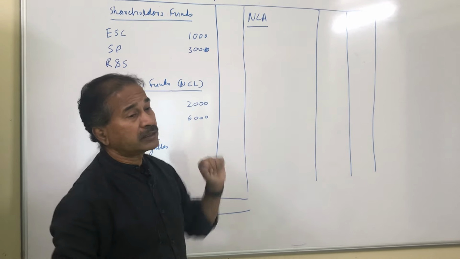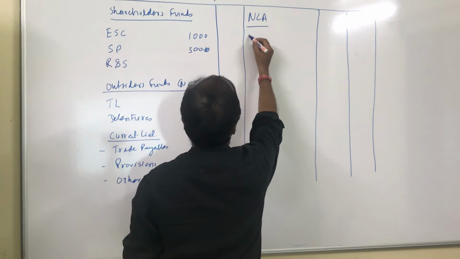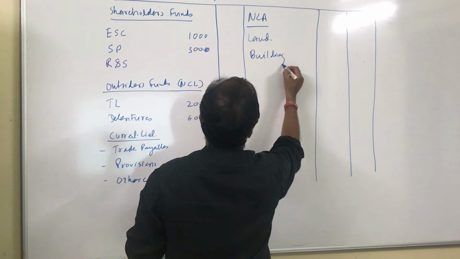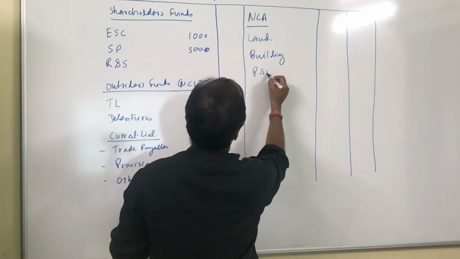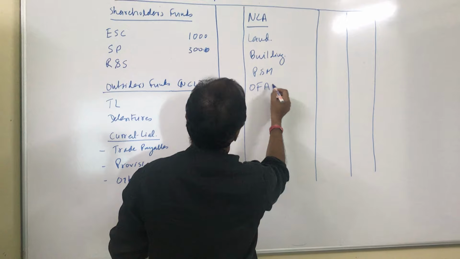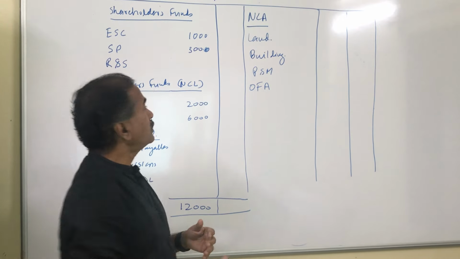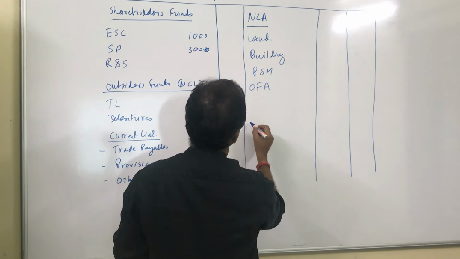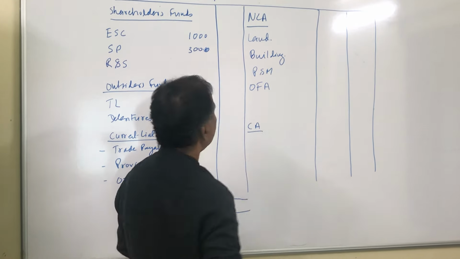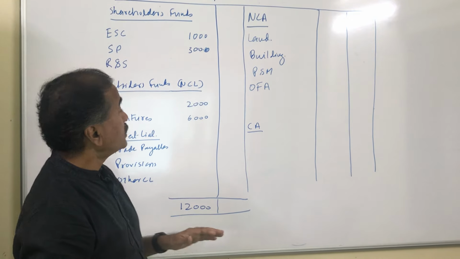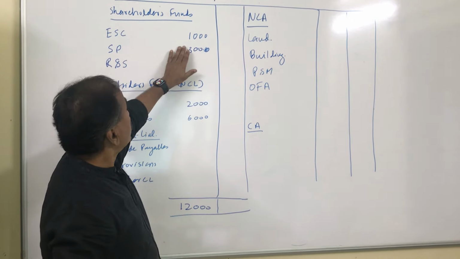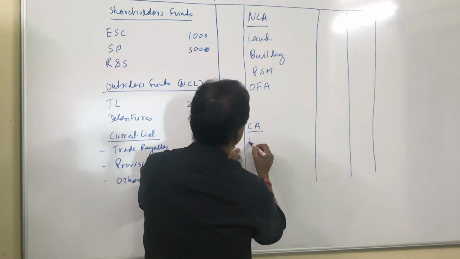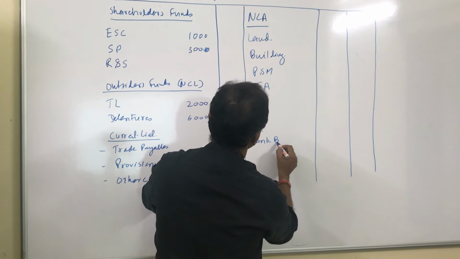So under the non-current assets, what you will have, let's say you will have land, you will have building, and you will have plant and machinery, you will have other fixed assets, tangible or intangible, right? So let's say, and then of course you will have the current assets, right? Now please understand, the moment you raised this capital of 12,000, immediately what happened, you had a bank balance. And how much that bank balance was?